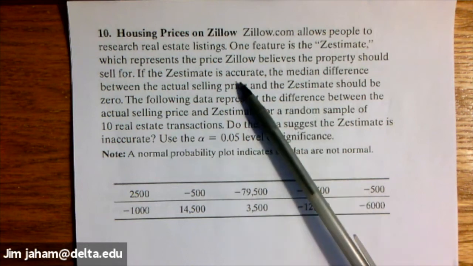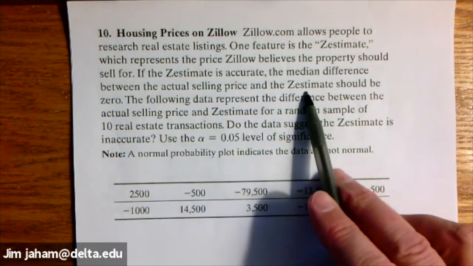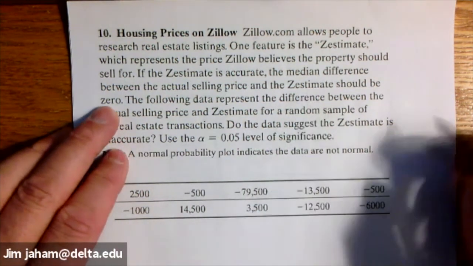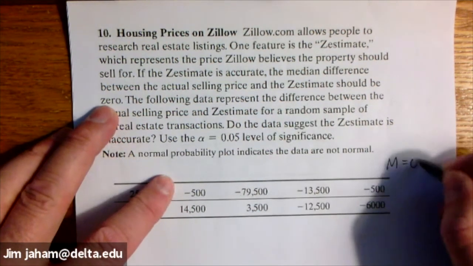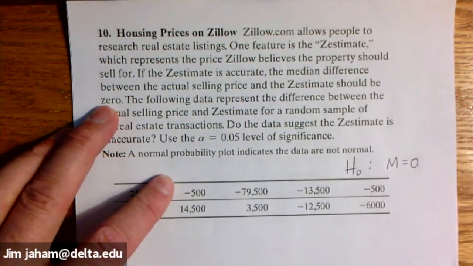If it's accurate, then the median difference between the actual selling price and the Zestimate should be 0. So in this one, the median is equal to 0. This is going to be your null hypothesis. That median is a difference.